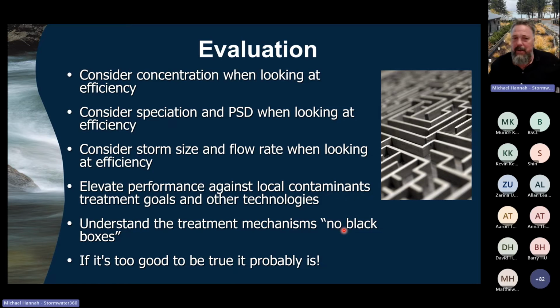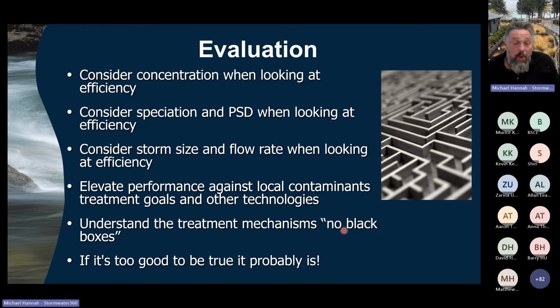So how do we evaluate? We need to consider the concentration. We need to consider the particle size or dissolved content of the data we're looking at. We need to consider the storm size and the flow rate, as well as looking at the efficiency, because they all affect it. We've got to evaluate these criteria against what our local contaminants look like, and what our goals are, whether we want 80% or 60%. We should also compare what these results look like with other technology, especially our traditional technologies like a rain garden or a wetland and things like that.